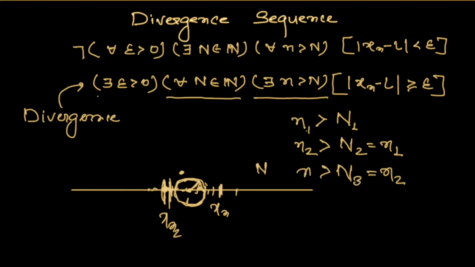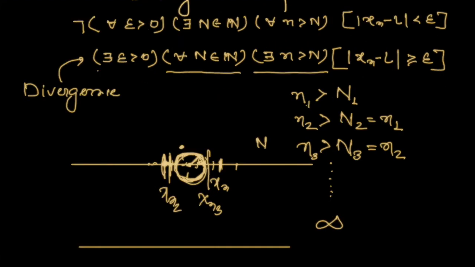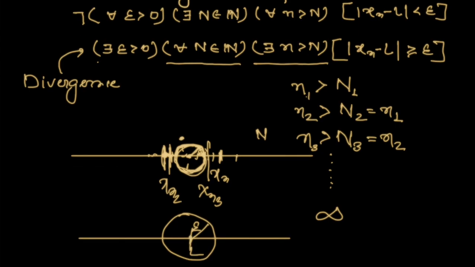Now you will again get a natural number, there exists a natural number which is outside this ball. So you will get xn3. So in this way you can get infinitely many terms which are outside this radius. So a sequence diverges from some L if you find an epsilon such that there are infinitely many terms which are outside this ball. Okay, there are infinitely many. This is what it means for a sequence to be divergent.